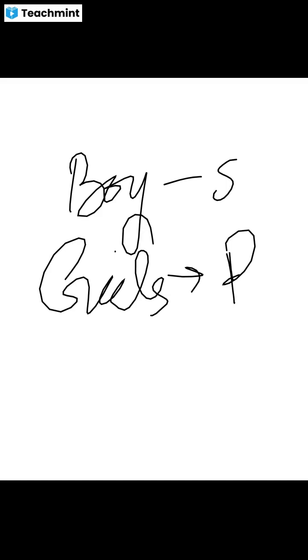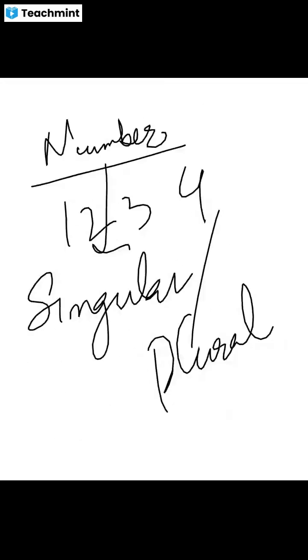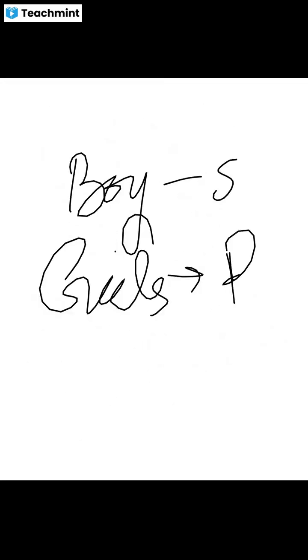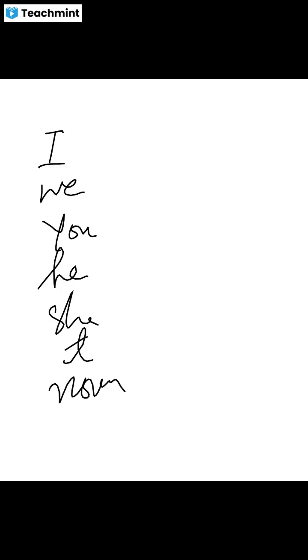Okay, now if we go to the pronouns on the first slide, what is the number of I? Wait a second. What is the number of I? I'm going to write again: I, we, you, he, she, it, noun, and they. Now see, what is the number of I? It's singular, right? One person speaks.